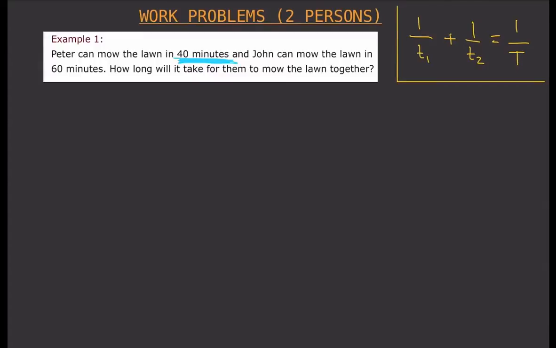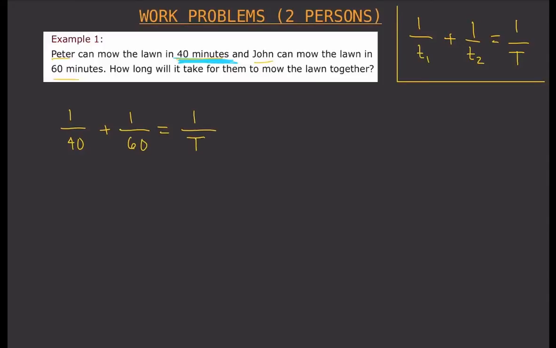And in fact, we can extend this idea to more people working on the same job together. You can have 3 people working, 4, and so on. But for this example, we have 2 people. Okay, so let's solve. Time 1 for Peter, 40 minutes, so that's going to be 1 over 40, plus time for John is 60 minutes, so we can have 1 over 60 right here equals 1 over the total time if they work together.